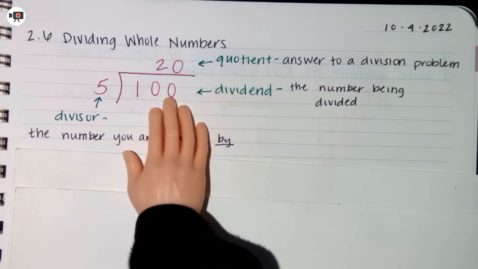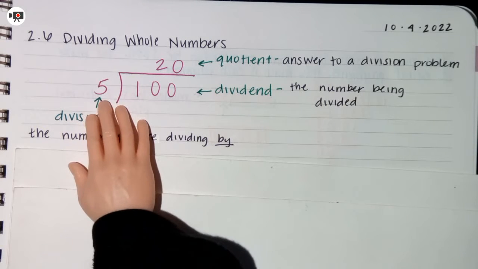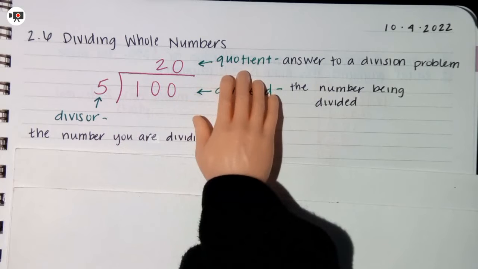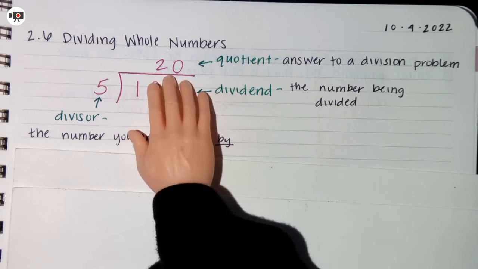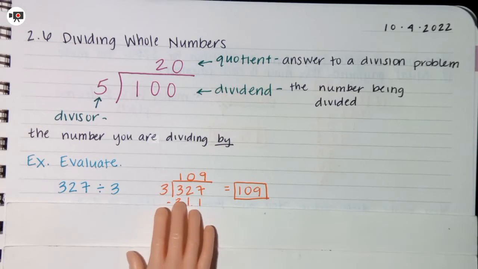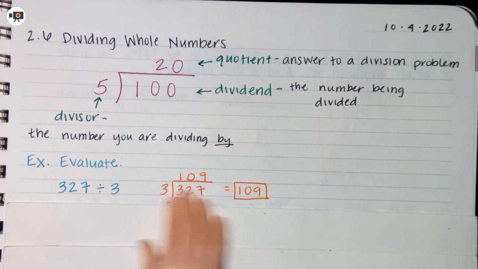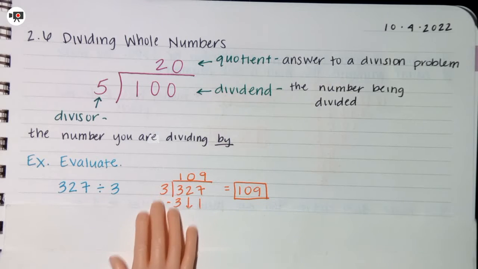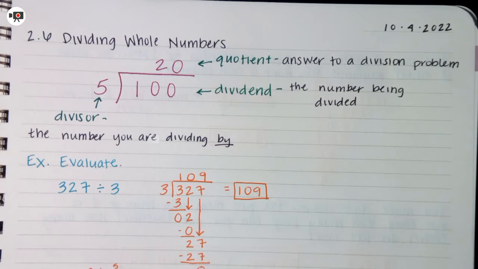So 100 is being divided by 5. And the quotient is the answer to a division problem. So we are going to evaluate 723 divided by 3. 723 goes on the inside, 3 goes on the outside, and then we do our long division.